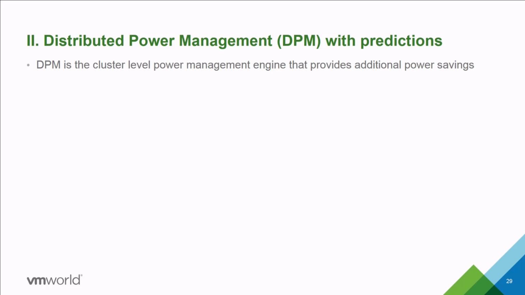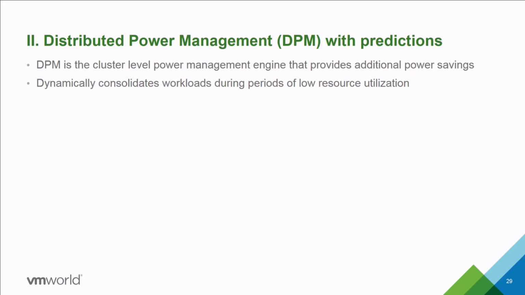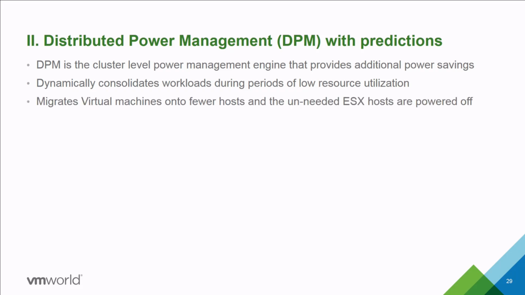DPM is the cluster-level power management engine that provides you additional power saving. The way it works is, it monitors your cluster usage or your workload usage, and it dynamically consolidates the workloads onto fewer hosts so that it can turn off the unnecessary hosts, so that you can save power. So it migrates these virtual machines onto fewer hosts, and the unneeded ESX hosts that are not required right now can be put into standby mode so that you can save power. And when the workload demand increases, DPM reacts to it and ESX hosts are powered back on.